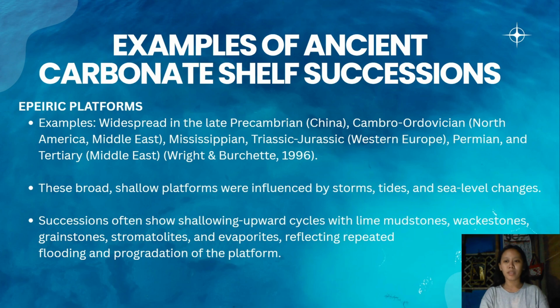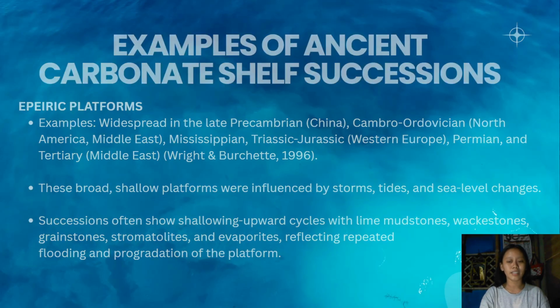So, epeiric platforms are big, shallow areas of the ocean that existed a long time ago in different parts of the world. Waves, tides, and storms moved sand and mud around these platforms, and the sea level kept going up and down. This made layers of different materials like soft lime mud, rocks with shells, and even salt, showing how the water slowly covered and then left the area again and again.